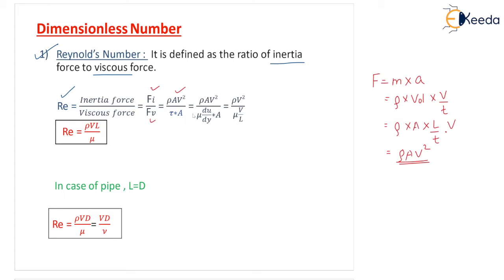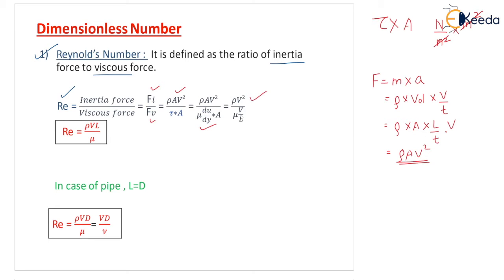And viscous force is shear stress into area, tau into A. What is the unit of tau? Newton per meter square into meter square. So this gets cancelled, and you get the Newton, that is the unit of force. When you multiply the shear stress into area, that is called viscous force. You know the formula of tau from the first chapter, Newton's law of viscosity: mu into du by dy for the Newtonian fluid, into A, area.